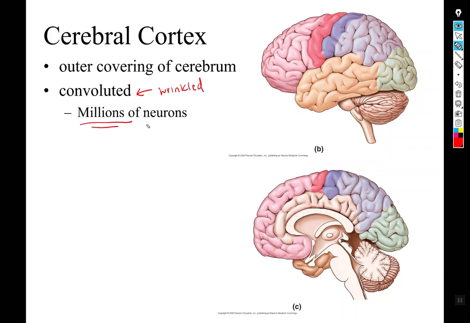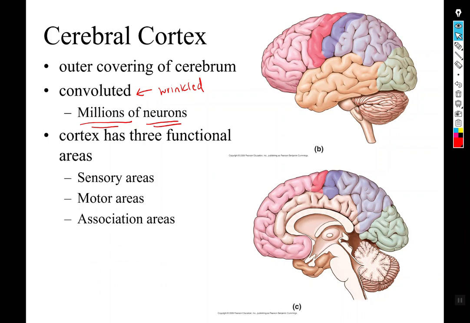And it contains millions upon millions of neurons. So a lot of neurons. Not as many as the cerebellum, which actually has more, but still quite a few. So the cortex has three functional areas. These are three overall, so categories of areas rather than specific areas. So we'll go through them. But these are sensory areas, motor areas, and association areas.